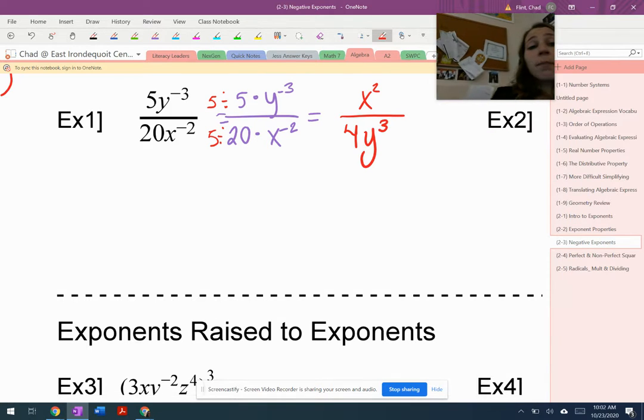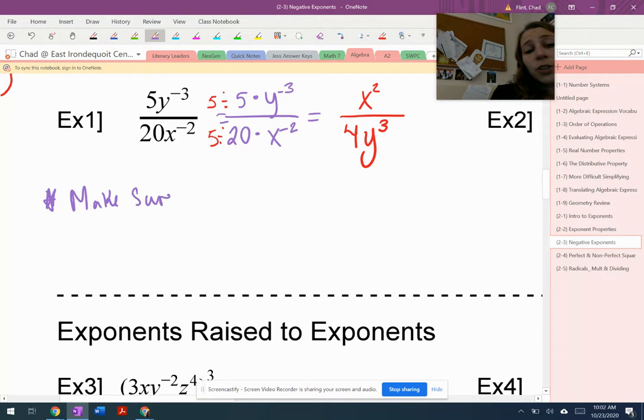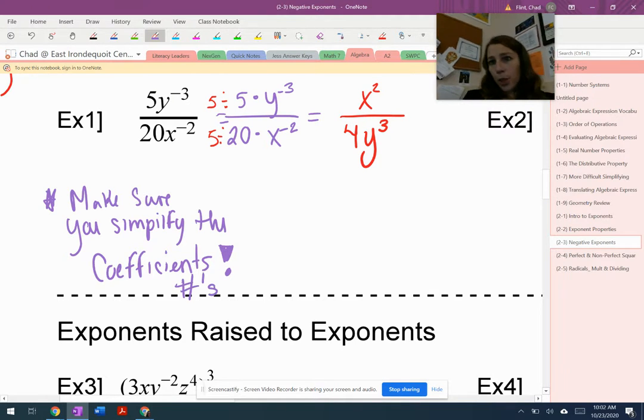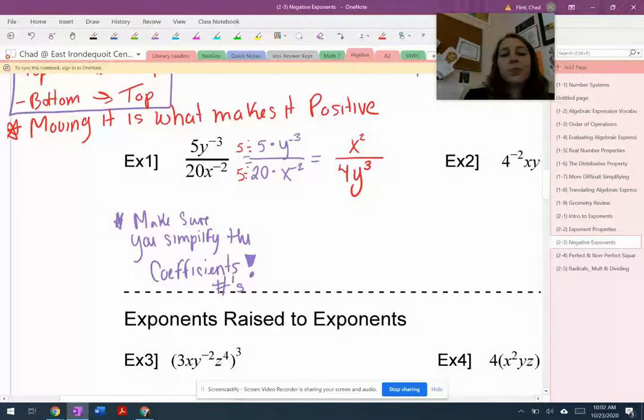So watch out, make sure you're simplifying those numbers also. Make sure you simplify the coefficients. You like that vocab there? If I was doing vocab with Mrs. Garrick, I'd get a Jolly Rancher. Make sure you simplify the coefficients, or those numbers, in case you don't remember what a coefficient is. All right, so there's that first example.